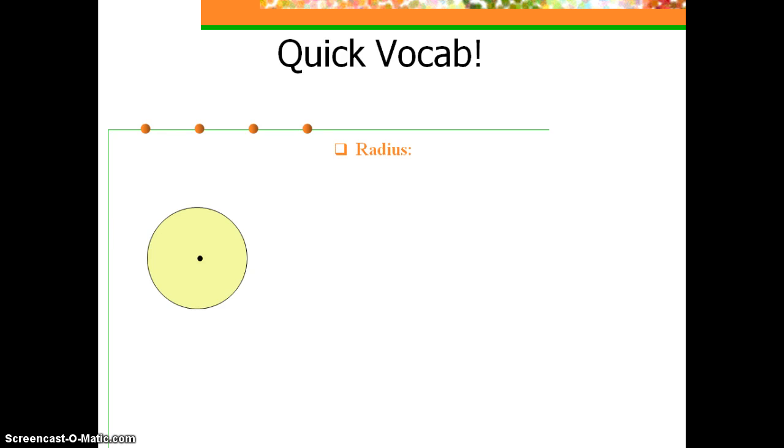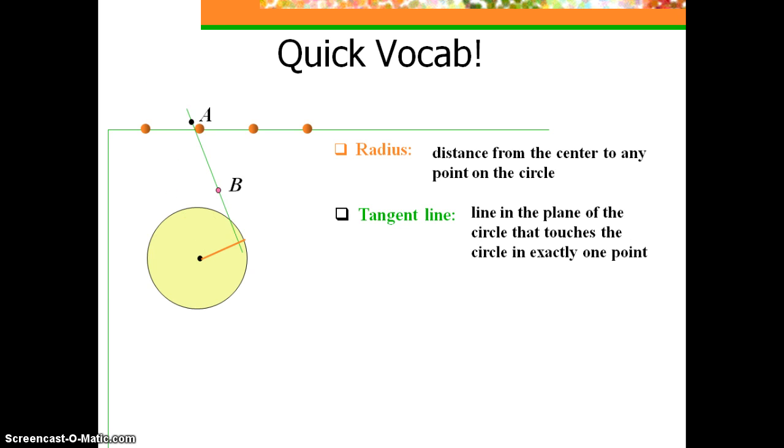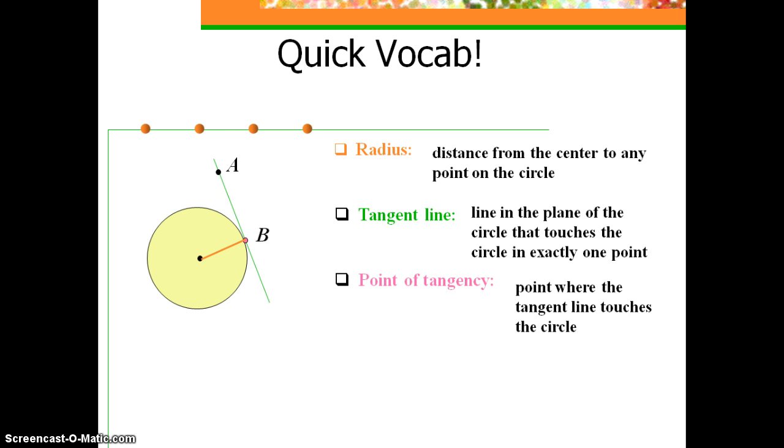Let's talk about some quick vocabulary. A radius is the distance from the center to any point on the circle. Now a tangent. This is something we haven't talked about yet. A tangent line is going to be a line in the plane of the circle that touches the circle in exactly one point. So line AB is touching the circle at point B. A point of tangency is the point where the tangent line touches the circle, so point B would be the point of tangency.